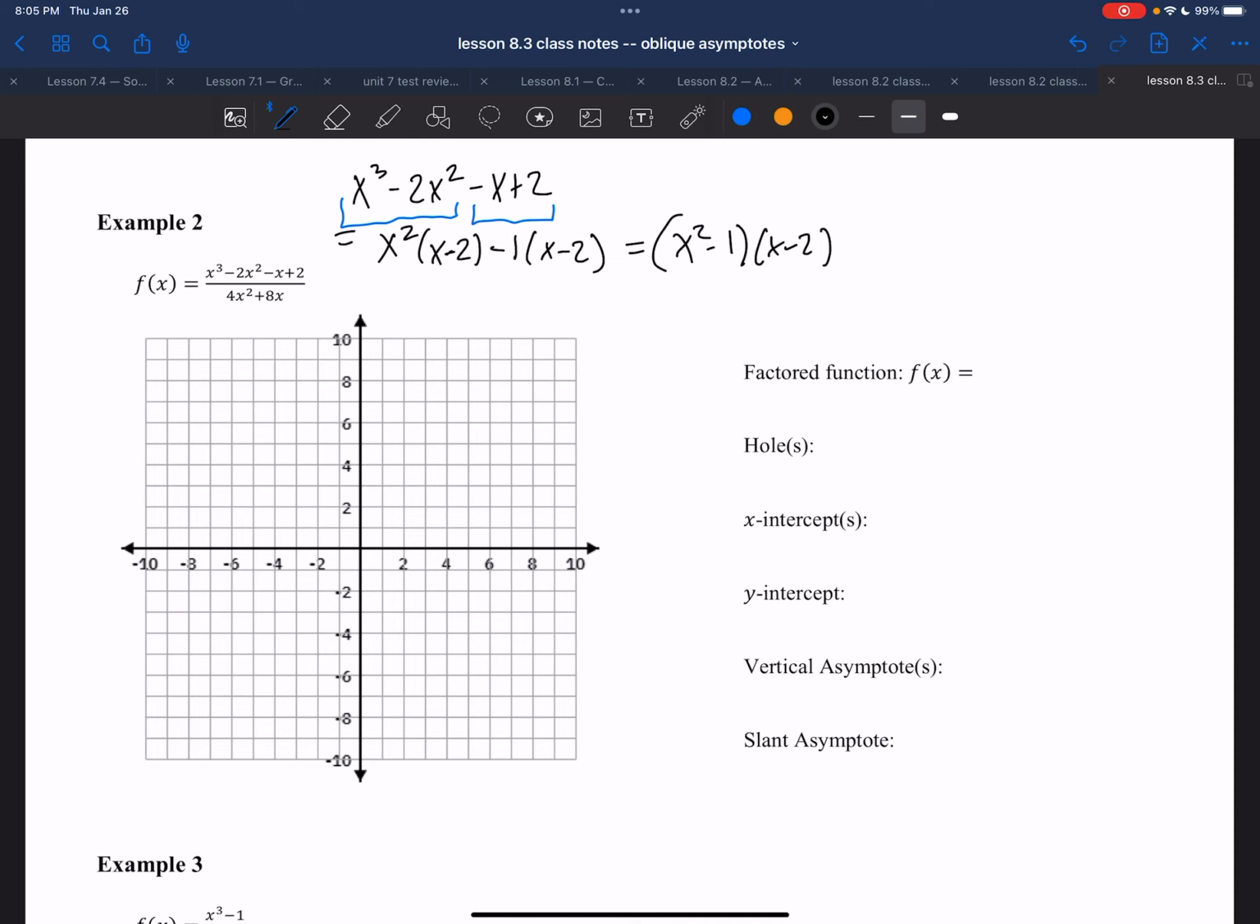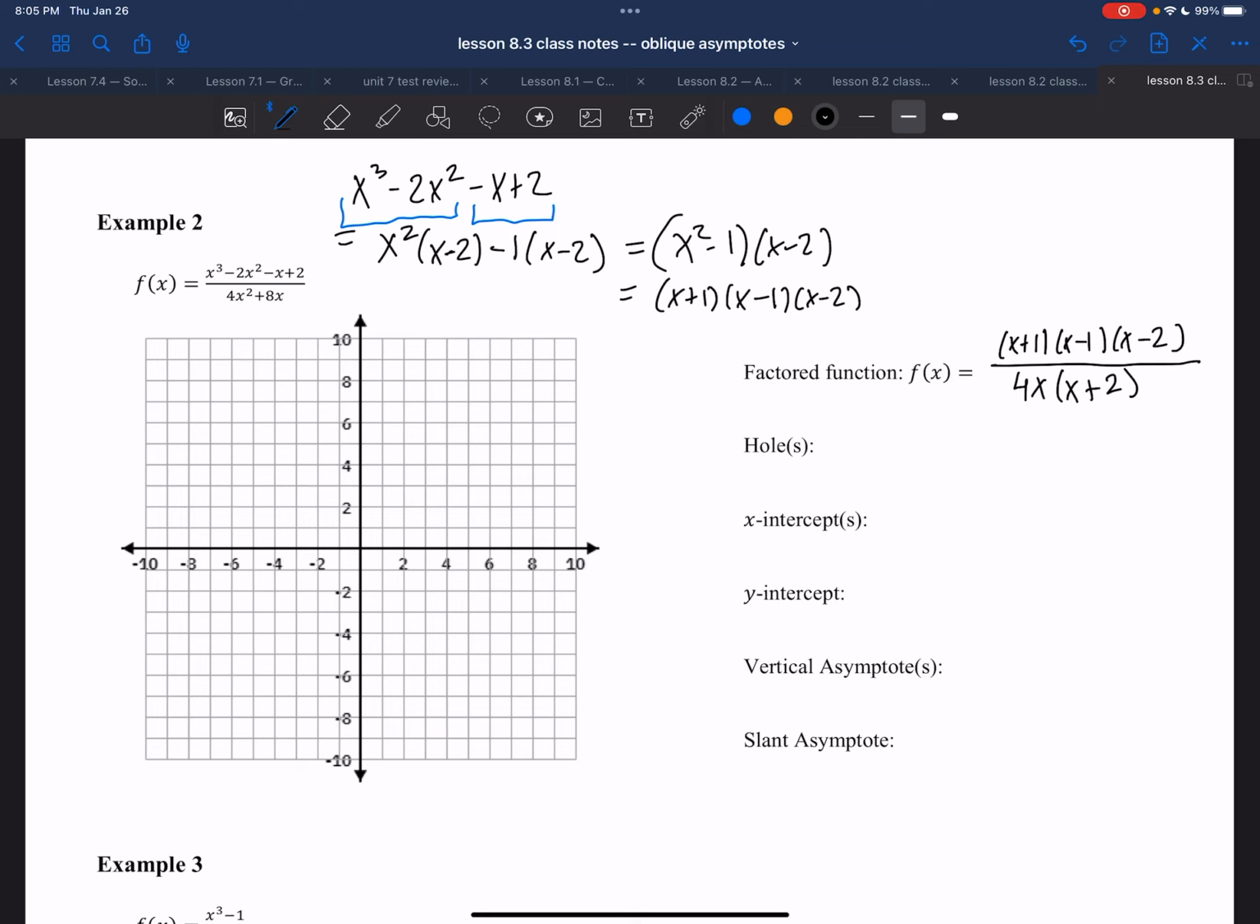Oh, but shoot, look at that. Hidden in there, a difference of squares identity. X squared minus 1 can be factored further. So that's the fully factored numerator. In the numerator, I've got x plus 1, x minus 1, and x minus 2. In the denominator, looks like I can pull out a GCF of 4x, and what's left inside is x plus 2.